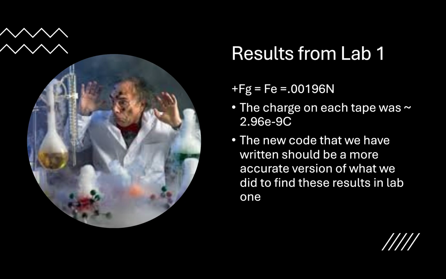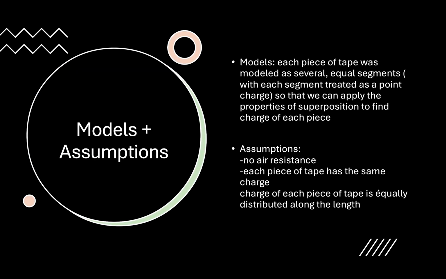Some of the results from our first lab: we used equations to find that the force from the electron is 0.00196 newtons. The charge of each tape is 2.96 e to the negative 9. And our new code that we have written should be a more accurate version of what we did to find these results previously. And then some of the models we used. Each piece of tape was modeled as several equal segments, with each segment treated as a point charge so that we can apply the properties of superposition to find a charge of each piece.